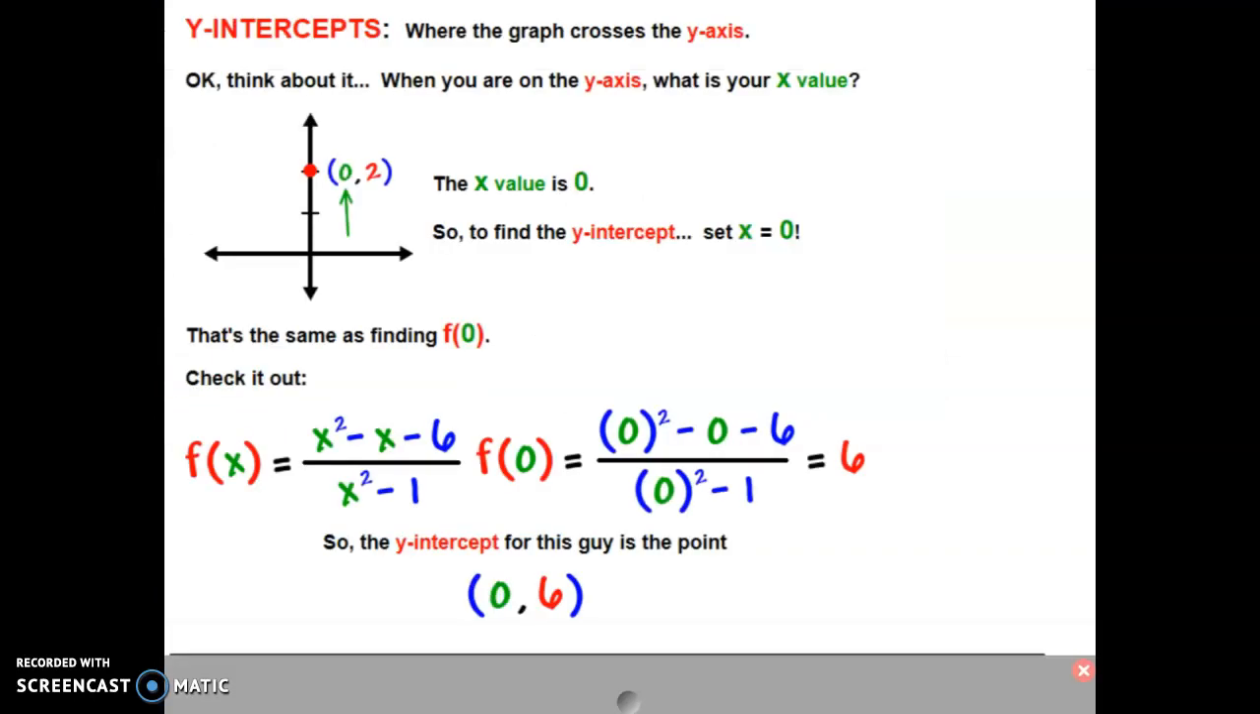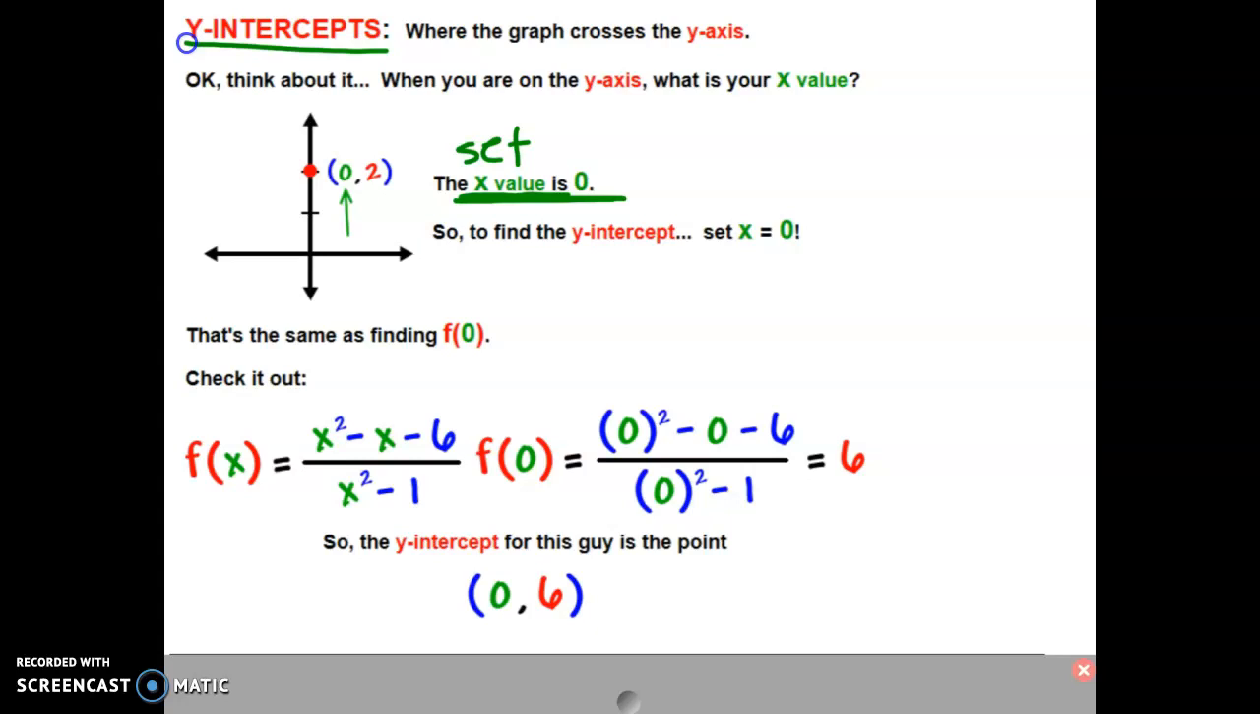First thing we need to find is y-intercepts. I want you to put a title on your page that says y-intercepts. Now guys, we've been talking about y-intercepts for years. The y-intercept is where the graph crosses the y-axis. How do you find a y-intercept value? You plug in x equals 0. So we set x equal to 0.